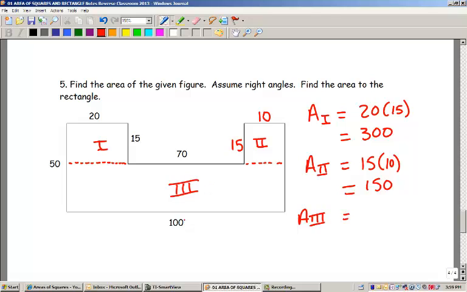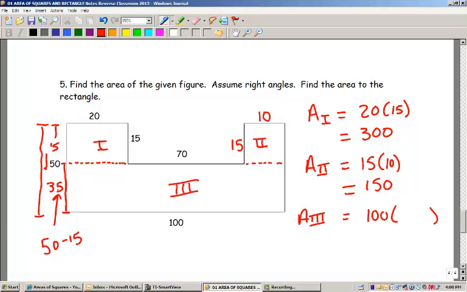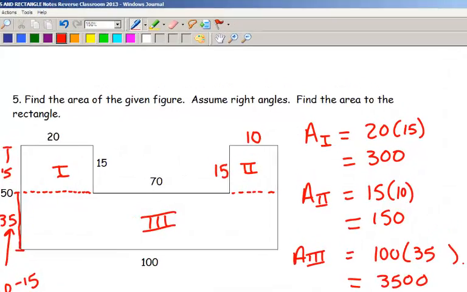And then last but not least, what's my third piece? We need to do some thinking. I know this piece is 100. What I need to figure out is the height from here to there. From here to the bottom is 50, and from here to here is 15. So this piece is going to be 50 minus 15, which is 35. 100 times 35 is 3,500.